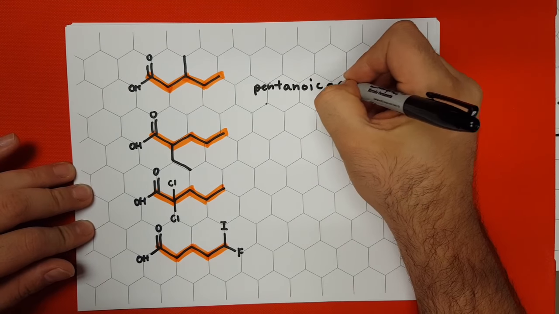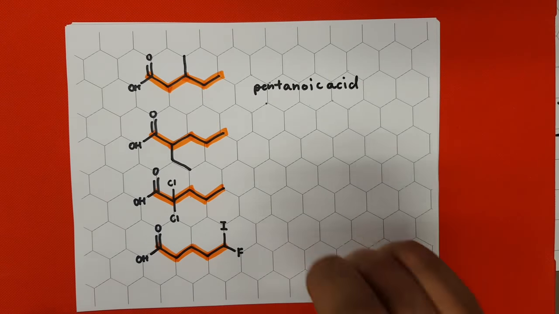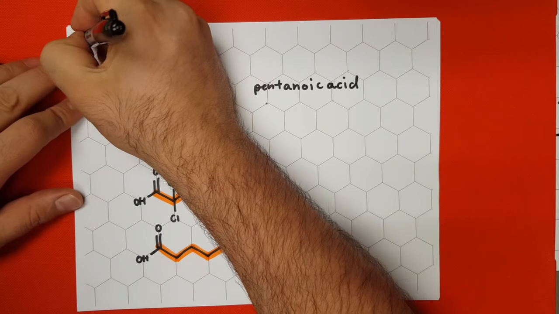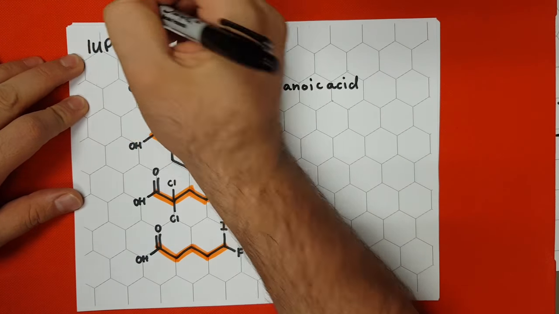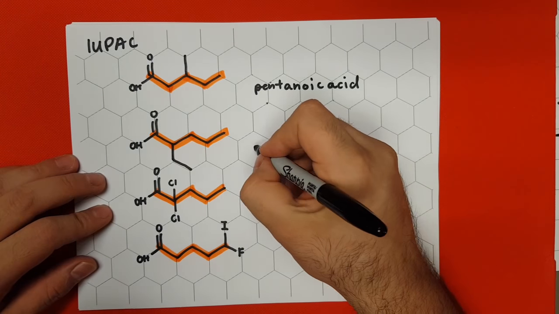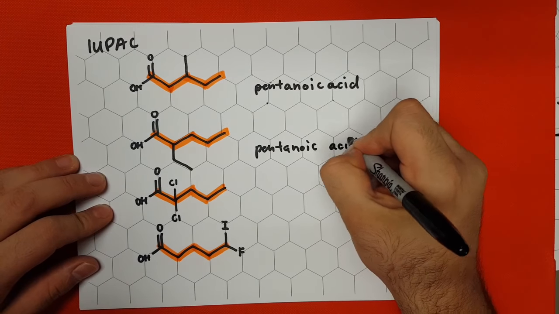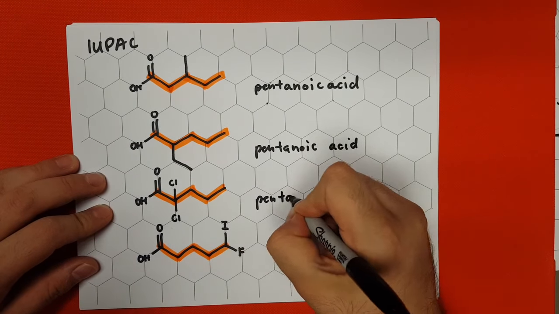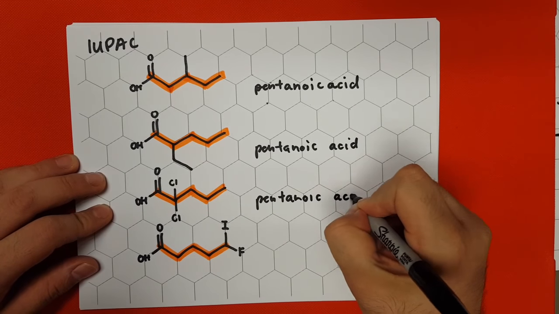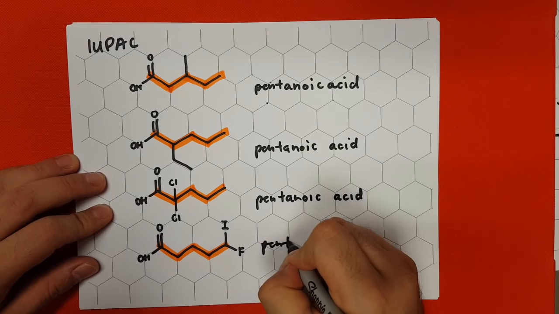So the main chain is going to be pentanoic acid. And this, what we're doing right now in black marker, I'm going to write it up here. It's IUPAC. Black marker. So again, this is pentanoic acid. I'm going to write these down really quickly.